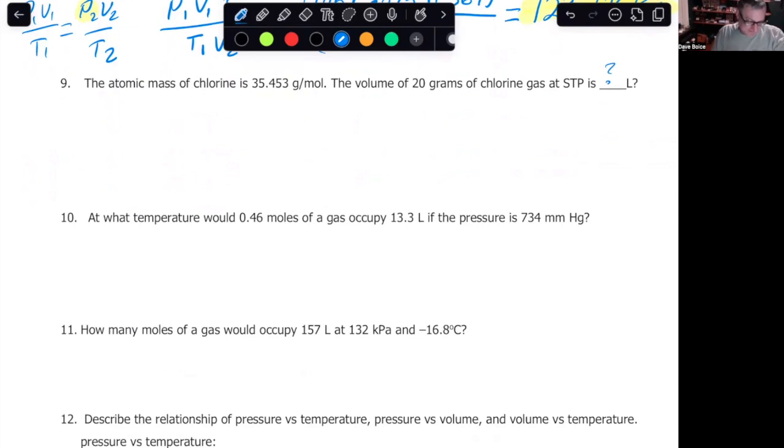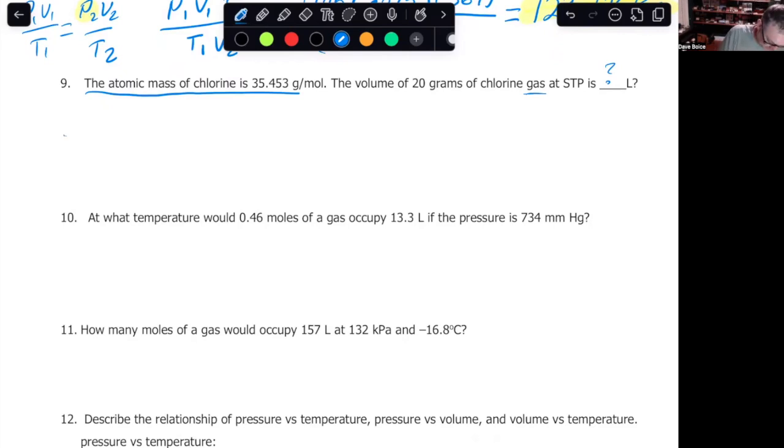Now, this tells you the atomic mass of chlorine is 35.453 grams per mole. That's true for one chlorine, but chlorine gas, remember, chlorine is diatomic. So chlorine gas is Cl2, not just Cl. That is super important. You're going to see something just like this.